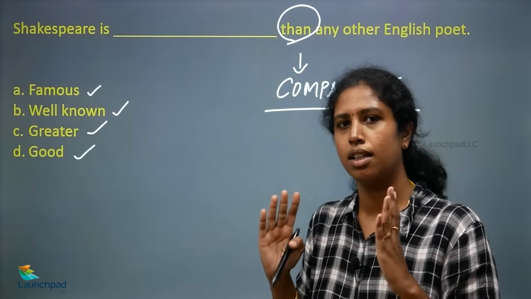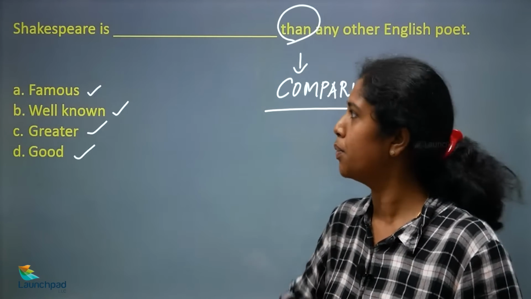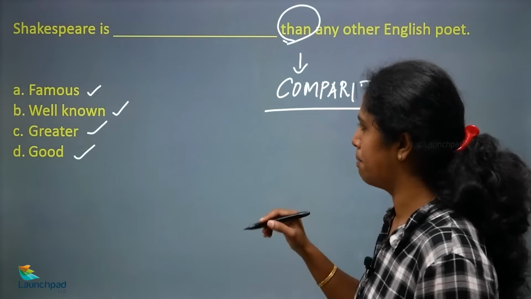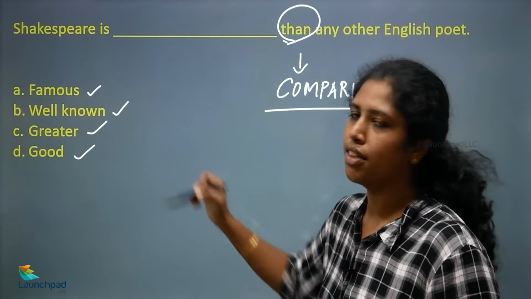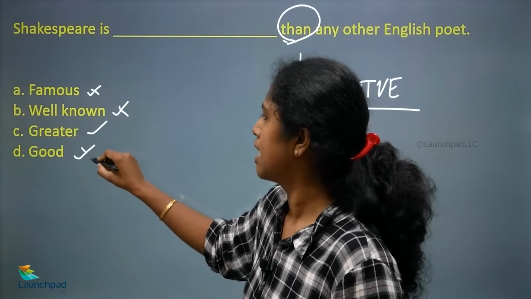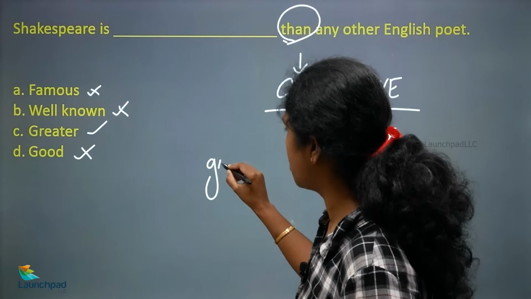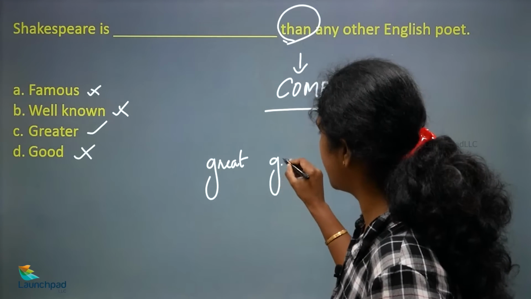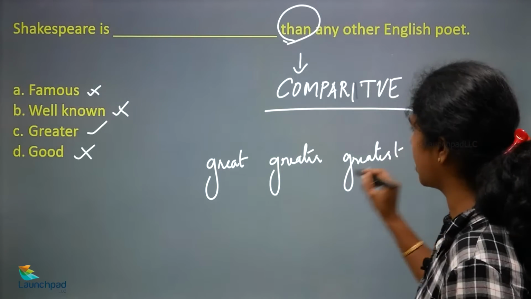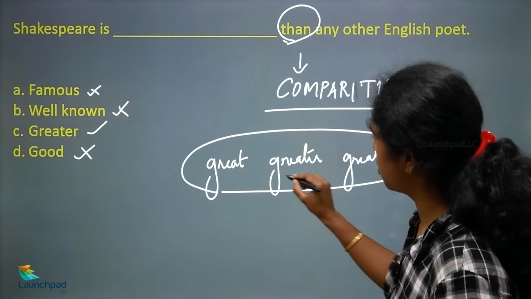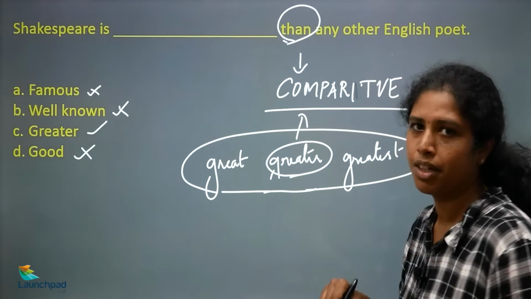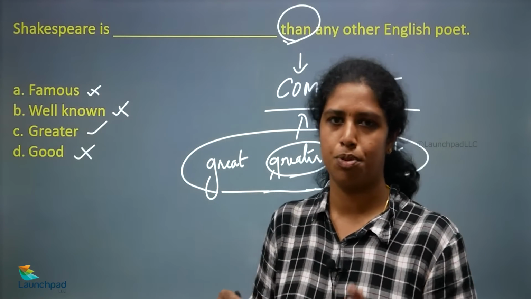When you are put in such a situation, what will we do? We have to look for the clue, like I already told you. "Than" means it has to be comparative. Looking at the four options, the one in the comparative degree is greater, because your positive is great, your comparative is greater, and this is greatest. Can you see? So greater becomes your comparative. Hence your answer is option C.